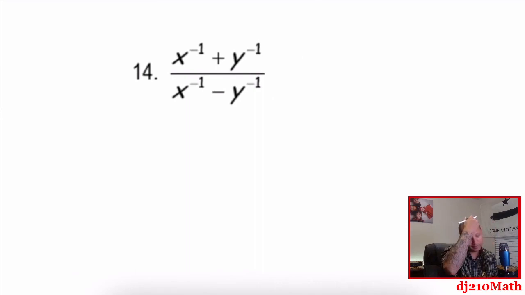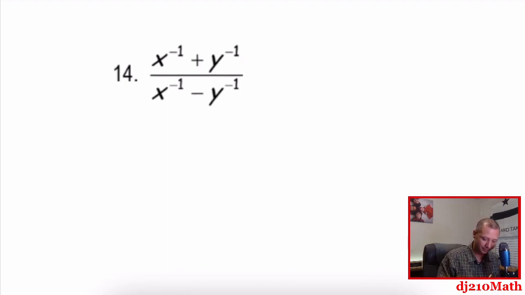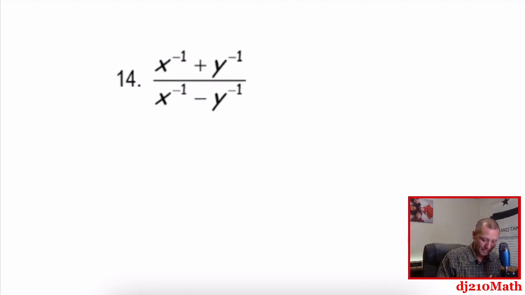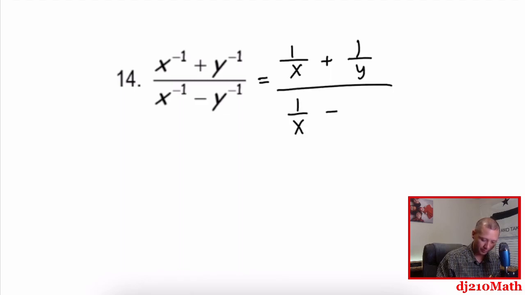All right, so let's see what's happening here. What is happening here? So negative exponents. It's going to make this 1 over x plus 1 over y, 1 over x minus 1 over y.